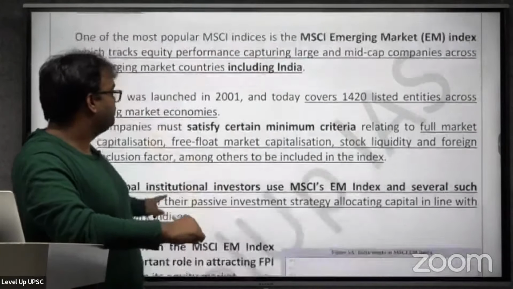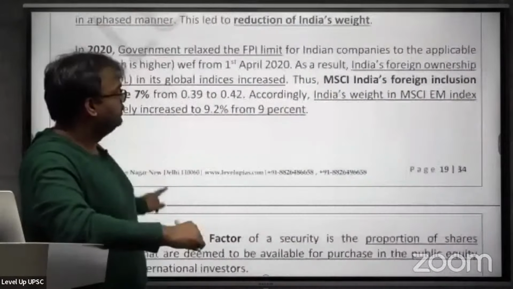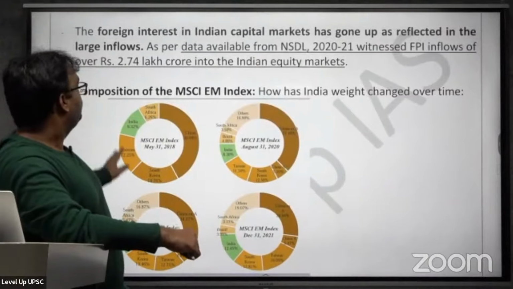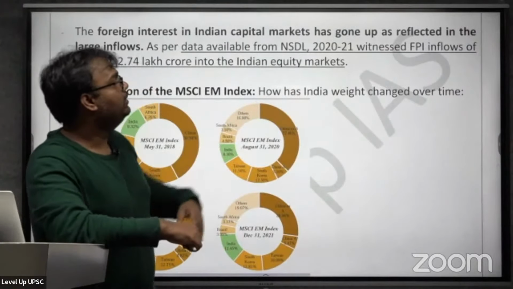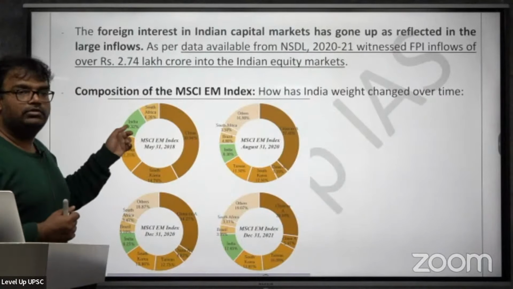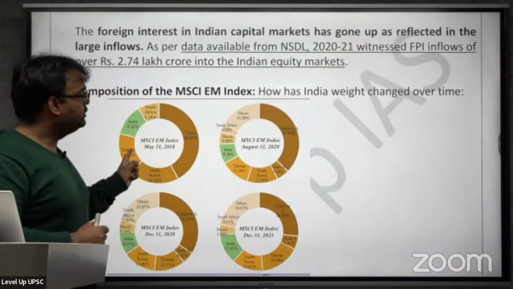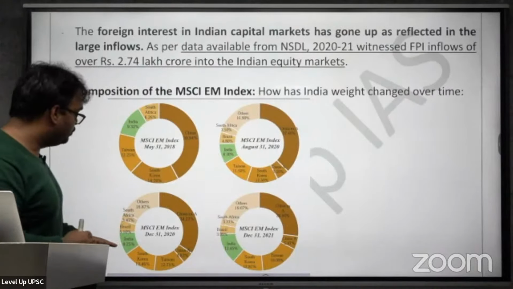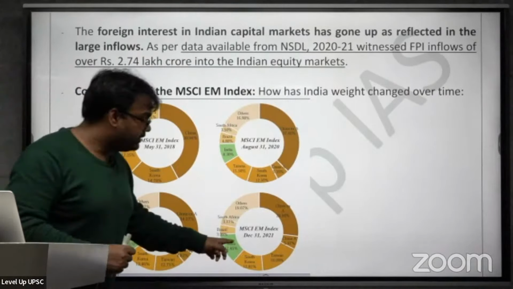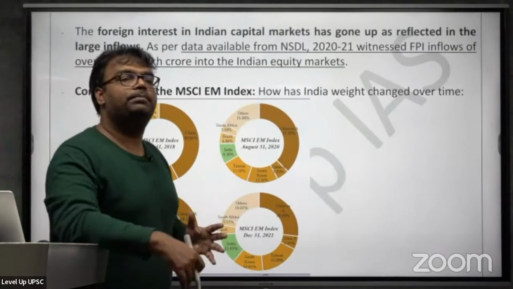Now on this index, the weight of Indian companies matters. For example, you will see the composition of the MSCI EM index. How has India's weight changed over time? In 2018, Indian companies in this list had 9.32% weight. In 2020, this weight had reduced to 8.3%. In December 2020, the weight had again increased to 9.25%, but in December 2021, the weight has gone up to 12.45%.